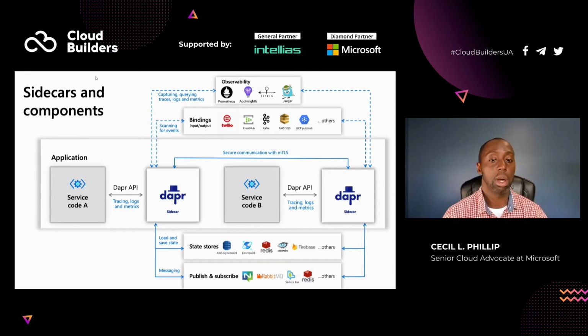So as you can see here, for instance, if I wanted to use a state store, I could use things like Redis or Cosmos DB. If I wanted to do PubSub, I could do RabbitMQ or ActiveMQ. I could use Azure Service Bus in the cloud if I wanted to. One of the benefits of this is that your application doesn't need to know anything about the specific implementation. All it needs to know is that Dapr understands HTTP or gRPC.